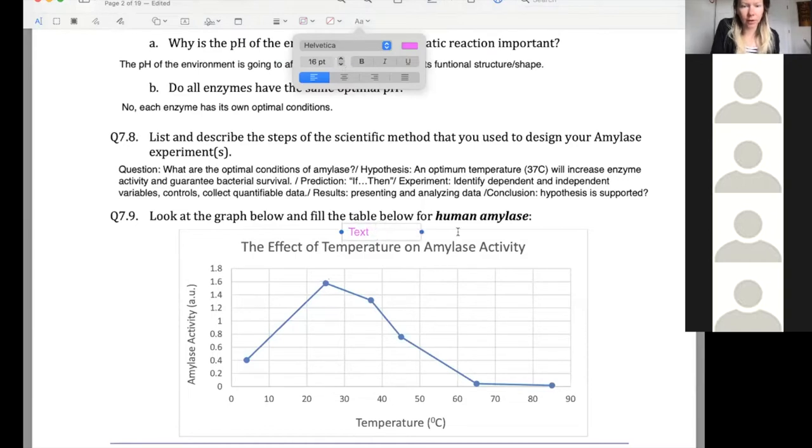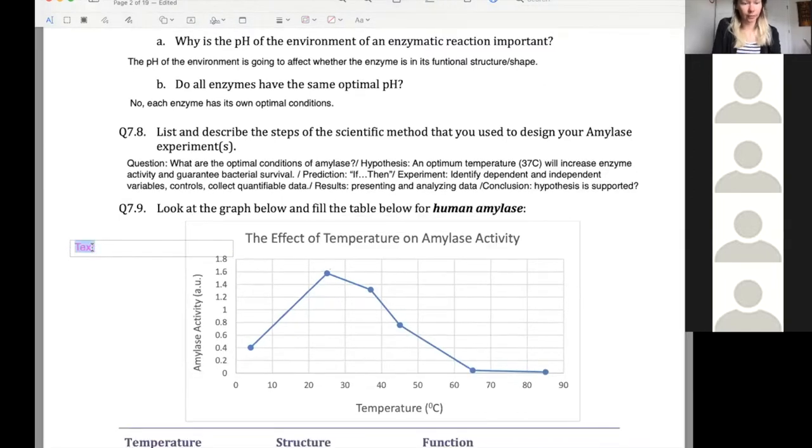So who wants to volunteer that? So what were our variables in this experiment? I think independent could be temperature of reaction. The temperature of reaction, yeah. So was that an independent or a dependent variable? That would be the independent variable.